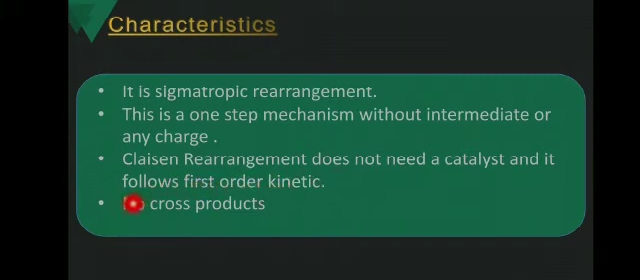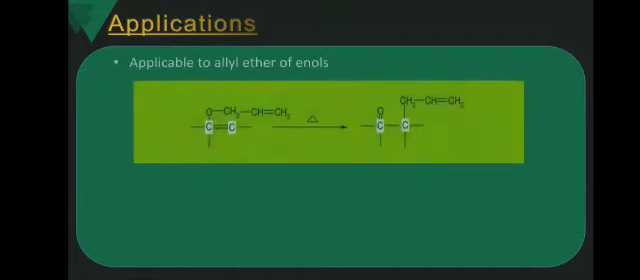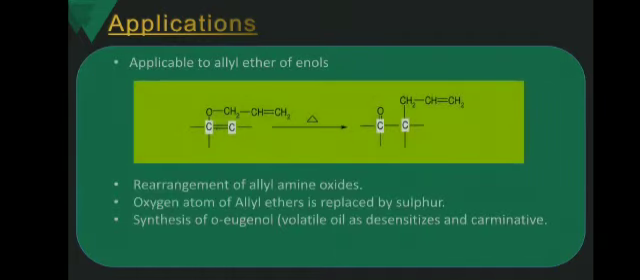No cross product is formed because this is an intramolecular reaction. The rearrangement of the bond takes place inside the molecule. So this is about the characteristics of the Claisen rearrangement reaction. And then we see the last point, that is the applications. So here we see the applications of the Claisen rearrangement reaction.